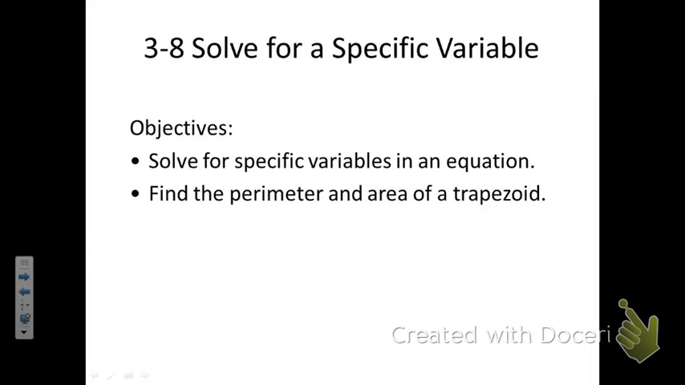All right, today in class we learned how to solve for a specific variable, and this is in 3.8. Our objectives: the first one is to solve for a specific variable in an equation, and the second one is to find the perimeter and area of a trapezoid. Okay, so I'm going to give you some steps on how to solve for a specific variable.